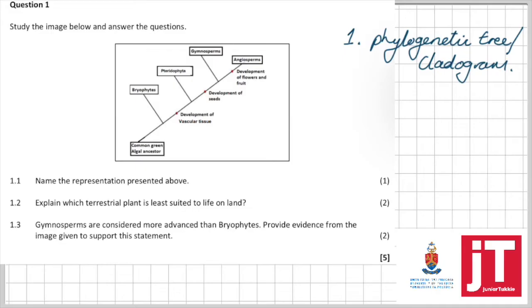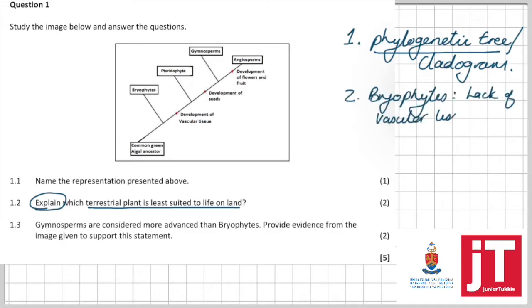Question 1.2, explain which terrestrial plant is least suited for life on land. So we can see that it says explain, so that means what and why. And we can answer this by saying that, okay, it's the Bryophytes. Now we know that both Pteridophytes and Bryophytes rely heavily on water for reproduction, but the Bryophytes are going to rely more heavily on water because they are the gametophyte dominant of those two examples that we see there. But they lack the vascular tissue.